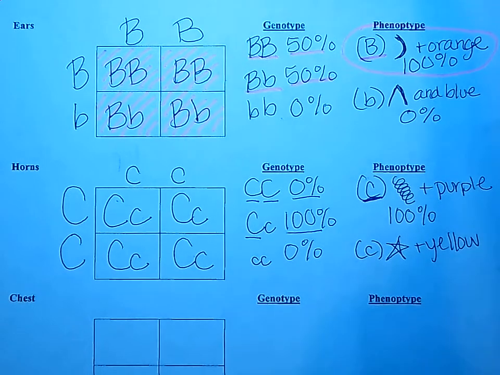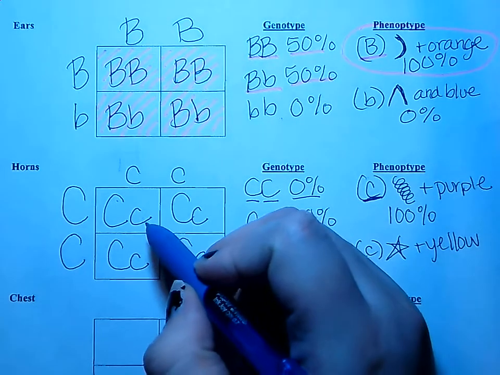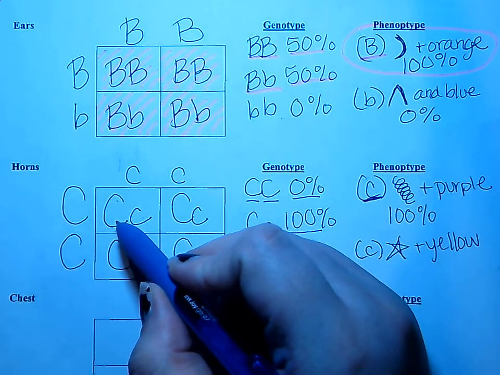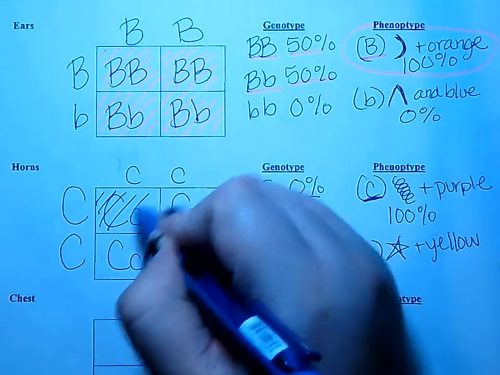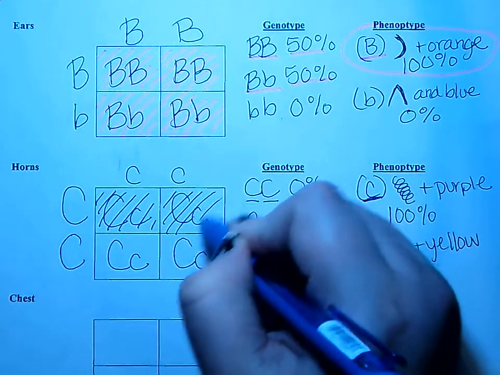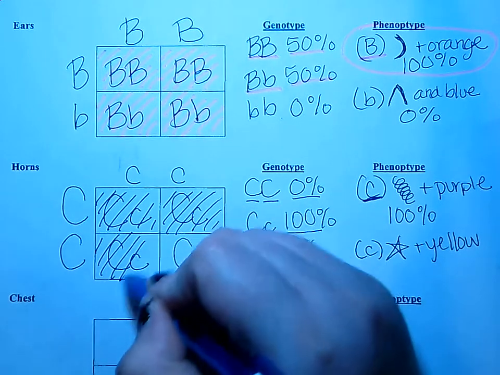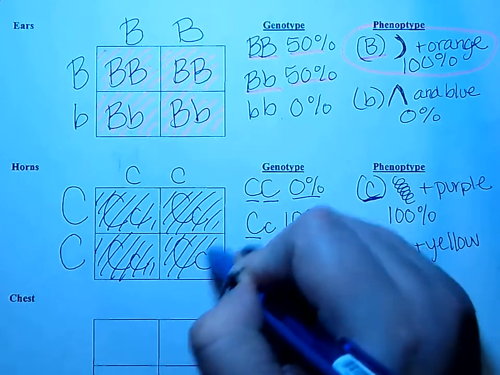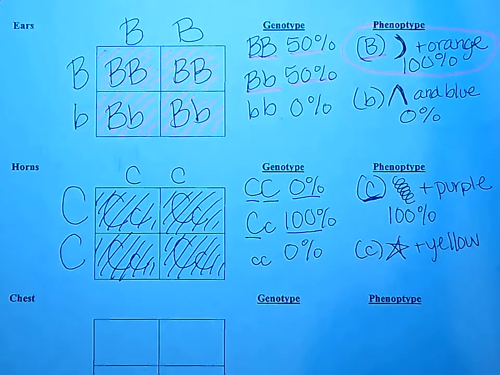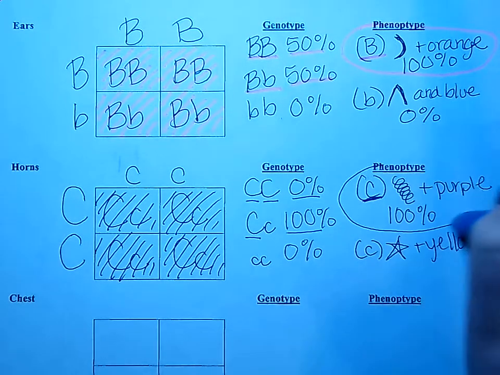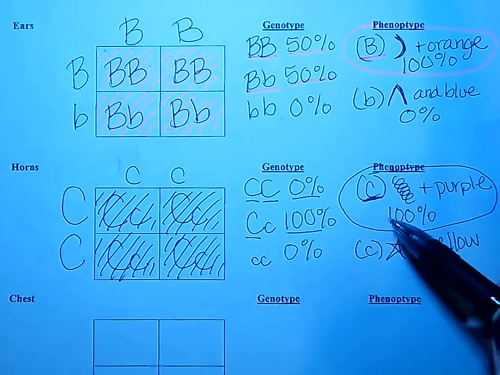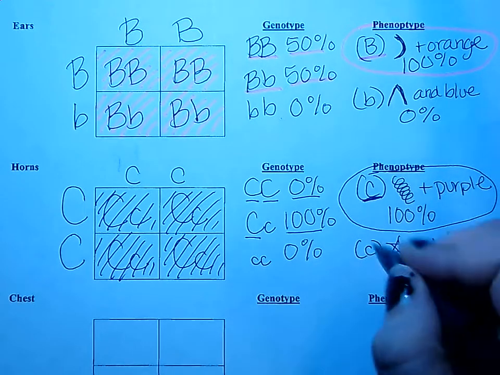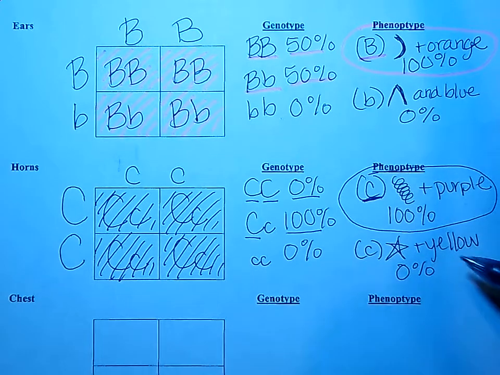But let's check the Punnett square. Has to have at least 1 dominant trait. So since all of them are heterozygous, you would shade in all of your squares. So for this, Sam has to have spiral and purple horns. So 0% chance of having star and yellow horns.